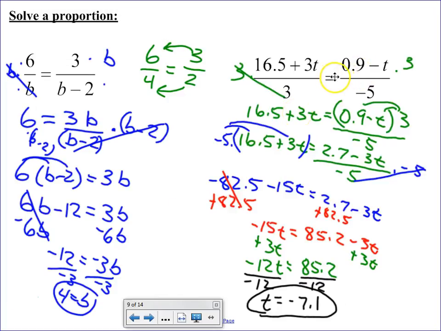All right, so taking a look at the equation, I looked at the left side first. It was divided by 3, so I multiplied both sides by 3. I distributed that 3 to this expression, 2.7 minus 3t. Then I needed to divide by negative 5 over here, so I multiplied both sides by negative 5 and distributed that. And then I got the t terms alone on one side, so I added 82.5 to both sides. So I had 85.2 minus 3t equals negative 15t. Then I added the 3t so that my t's were on the same side. Divide by negative 12, t equals negative 7.1. Okay, so that's how you solve a proportion where there are variables on both sides, just like solving an equation.